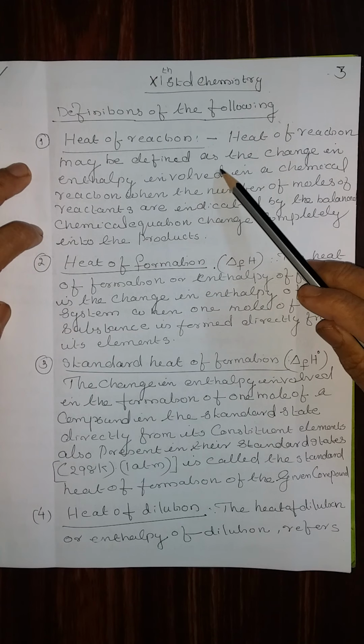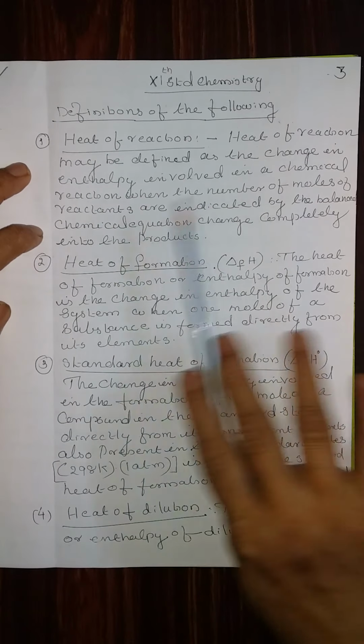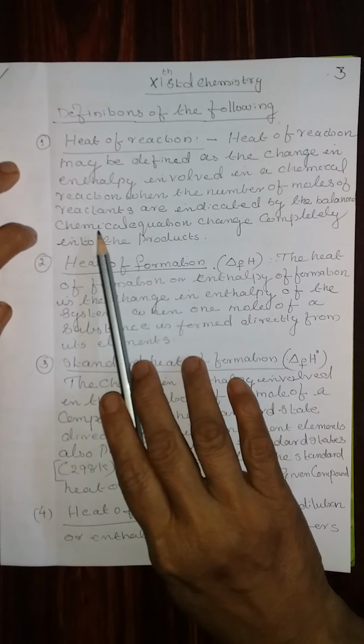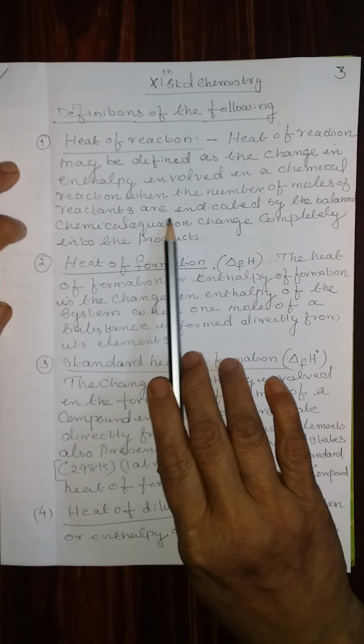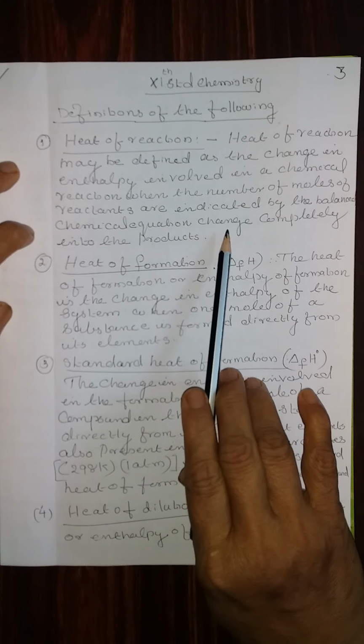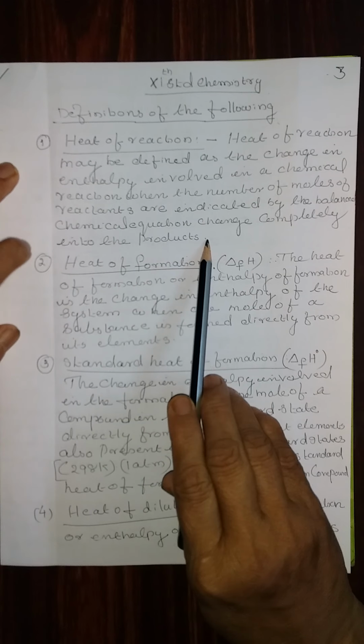1. Heat of reaction. Heat of reaction may be defined as the change in enthalpy involved in a chemical reaction when the number of moles of reactants indicated by the balanced chemical equation change completely into the products.